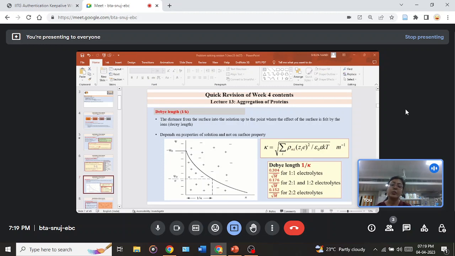The Debye length for particular electrolytes in several ratios is also given, like for 1 is to 1 electrolytes, for 2 is to 1 electrolytes, and for 2 is to 2 electrolytes as well.